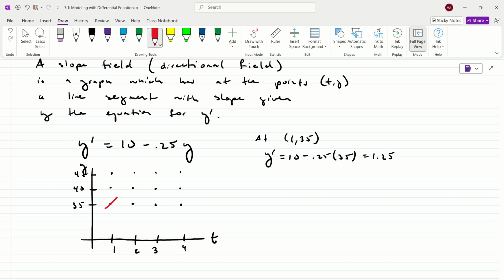Notice that if I were to do the same analysis for these 3 points, I would be plugging in the corresponding t's and y's into this formula, but there is no t here and the y values are all the same. So the slopes for those 3 points is going to be exactly the same. So I can simply copy the same line segment for those other 3 points.